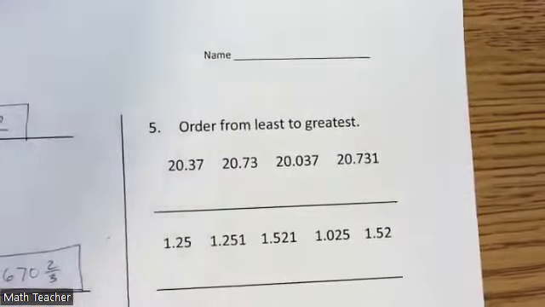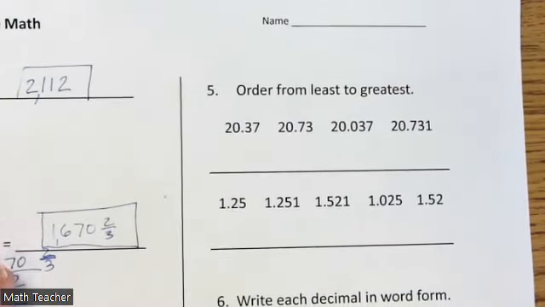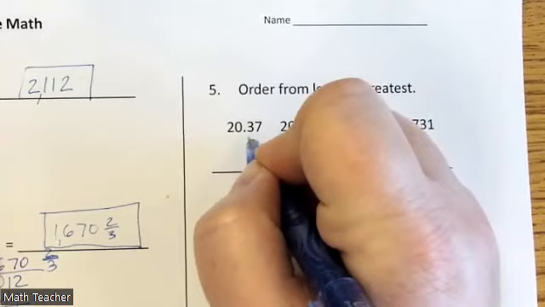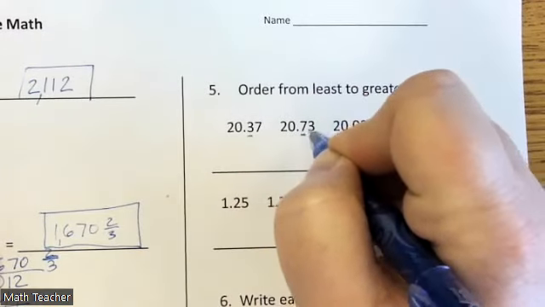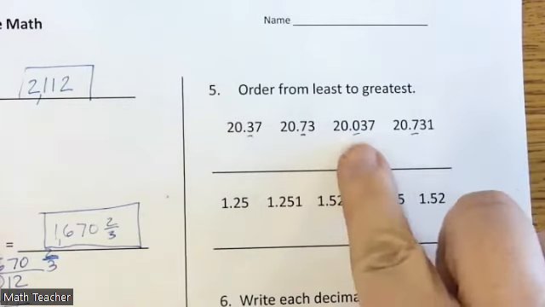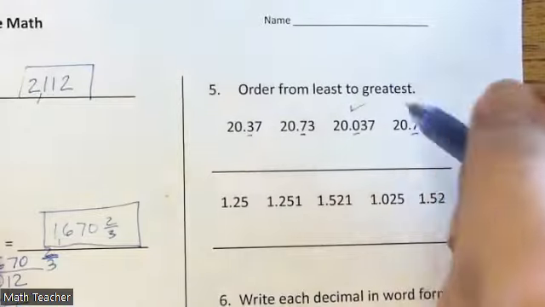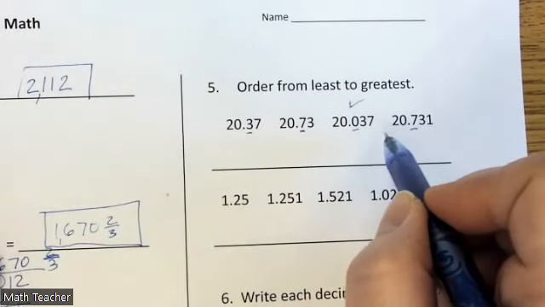Okay, then on to number 5. Order these from the least to greatest. So all of these have the same whole number, 20. Then we need to move on to the 10th place. Here we have a 3 in the 10th place, a 7 in the 10th place, a 0, and a 7. So the number that has a 0 in the 10th place will be the smallest. So that's the least. We'll write that first, 20.037.